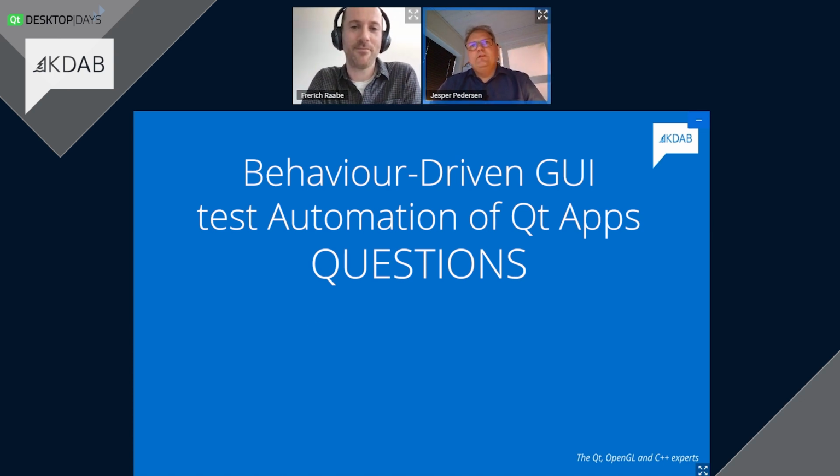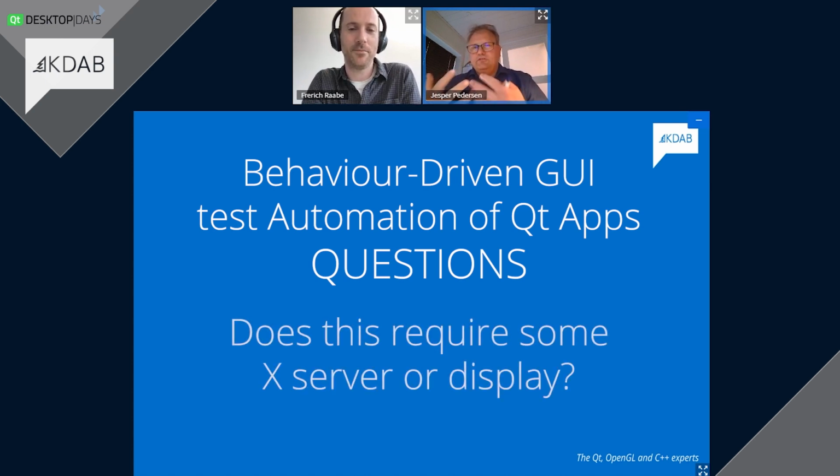Okay. You already mentioned the CI. There was a question on that. A follow-up question to CI is, does this require an X server or some visual for it to be able to run? Yeah, generally it does. And this is not so much a requirement of Squish, but of your application. Typically applications, Qt applications included, require some sort of display to render the user interface to.